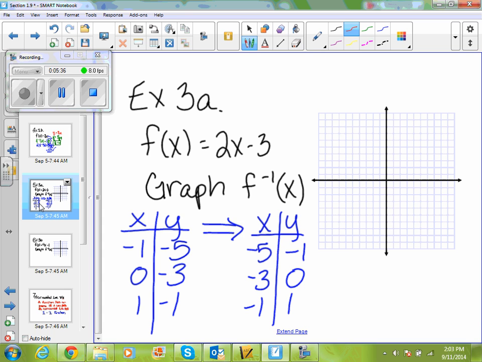So then when we do that, if we go to graph it, negative 5, negative 1 would be right here. Negative 3, 0 would be there. And negative 1, 1 would be here. So my inverse graph looks like this. Which makes sense because if I graphed my first graph, it would look like this. So then you can tell the difference.